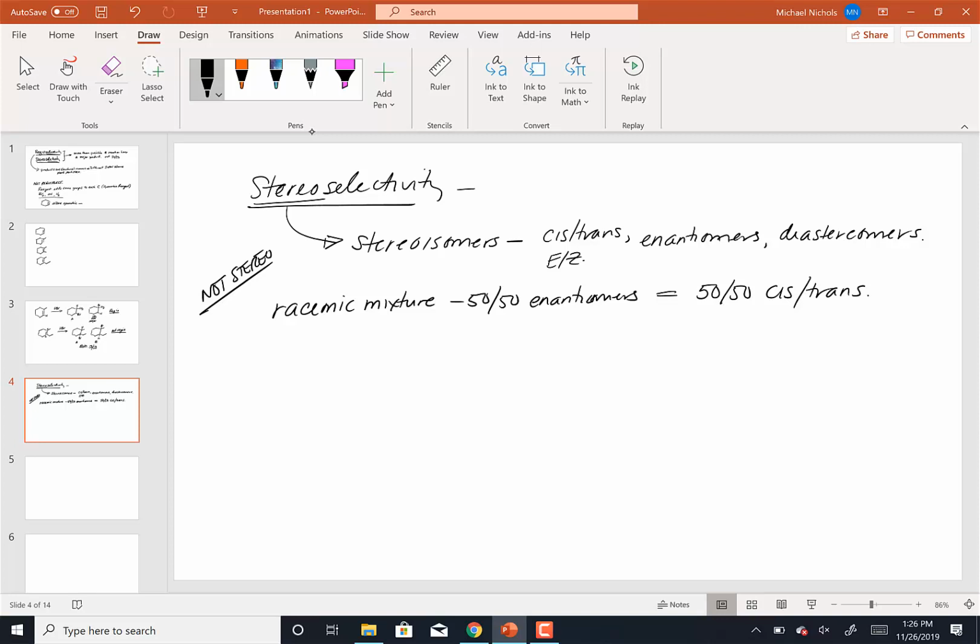Now, you could go through the chart and you can see which ones are 50-50. They're the first three or first four, and they're all because the intermediate was either a carbocation or a radical, which means that the intermediate was sp2 hybridized. So those always give 50-50, and so therefore they will not be stereoselective.